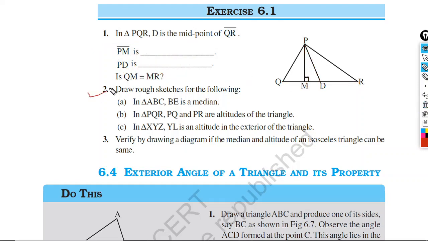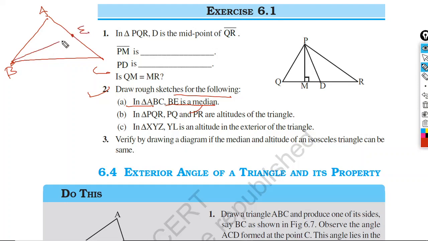Okay, now we'll move to 2. Do a rough sketch of the following. Triangle ABC. Here BE is a median. Draw a triangle ABC where BE is the median, that means from B we have to draw the median. So find the midpoint of AC, name it E. Now BE will be the median.